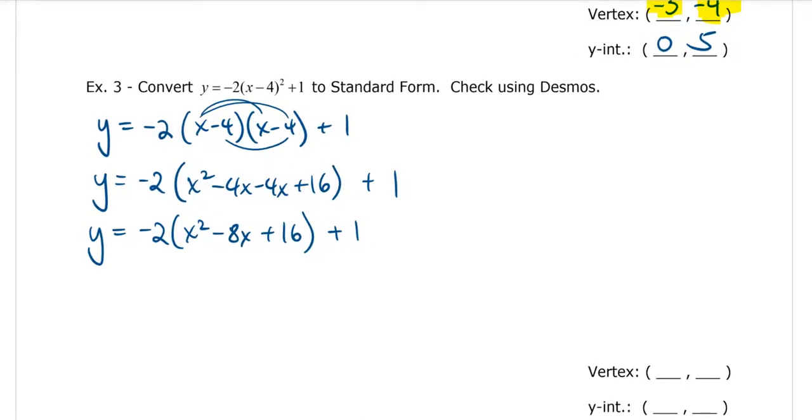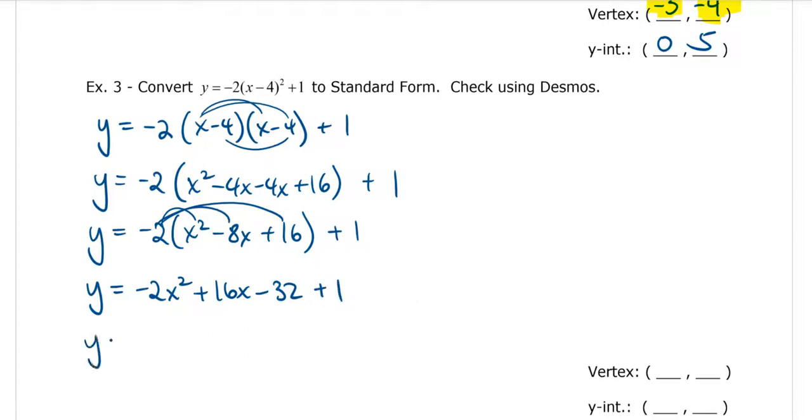And then y equals, let's distribute. So negative 2 times x squared is negative 2x squared. Negative 2 times negative 8x is plus 16x. And then negative 2 times 16 is minus 32. And then plus 1. And then when we simplify, we get negative 2x squared plus 16x minus 31. All right. And then the y-intercept is 0 and negative 31 from our c value here in the equation.